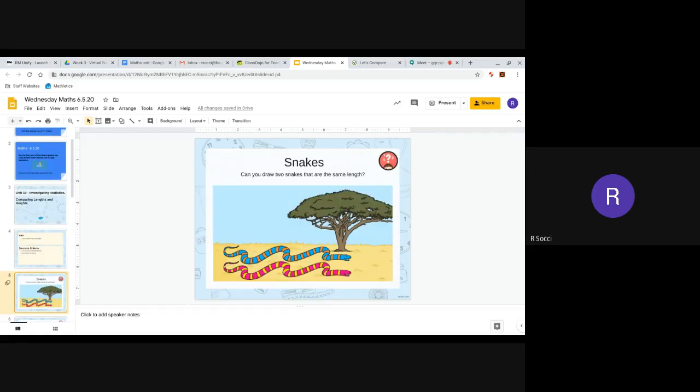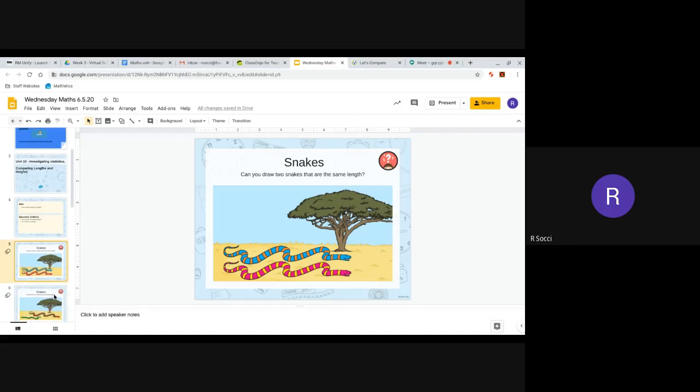So first thing that I would like you to do is on your piece of paper that you have, can you have a go at drawing two snakes that are the same length? Okay, have a go at drawing two snakes that are the same length. So if you have a look at the picture here in front of you, you can see two snakes that are the same length, and I'd like you to have a go at drawing them too.